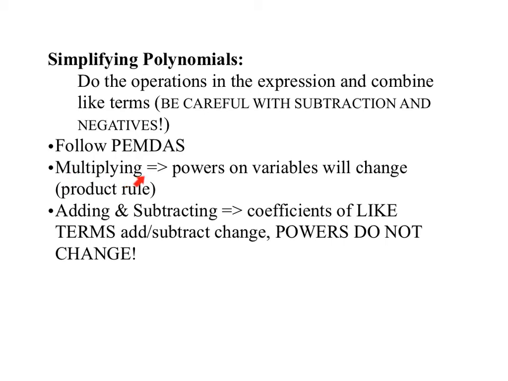When you're multiplying, you need to pay attention that that's when your powers on your variables will change, either the product rule, or if you're dividing, the quotient rule. When you're adding and subtracting, the coefficients of your like terms do the adding and subtracting, but your powers don't change at all, because powers will only change with the power rules that involve multiplying and dividing. So adding and subtracting will not change powers.